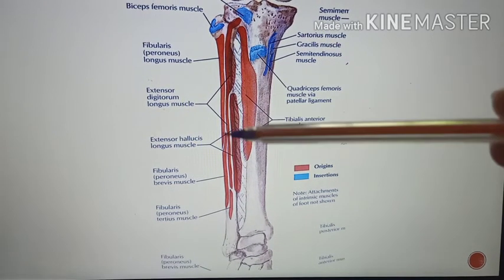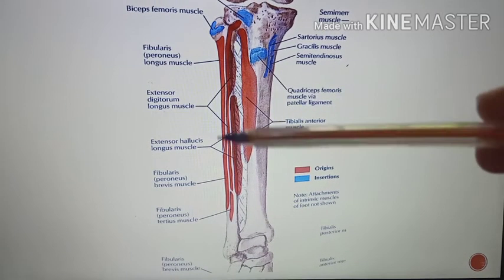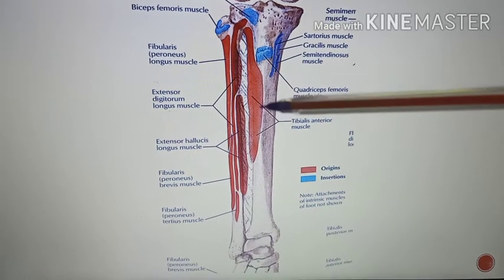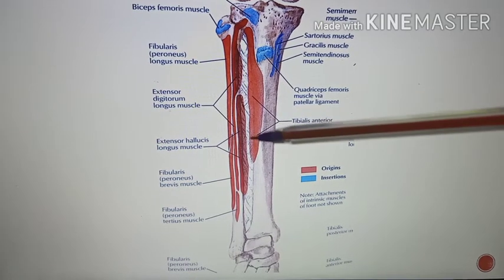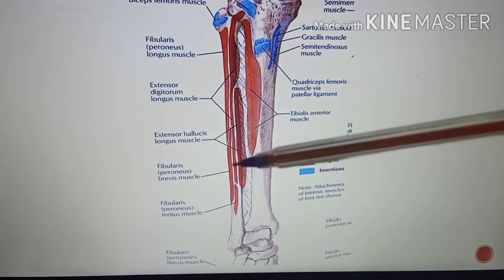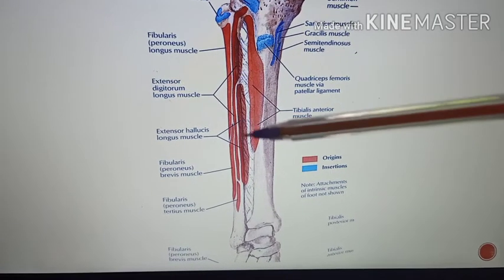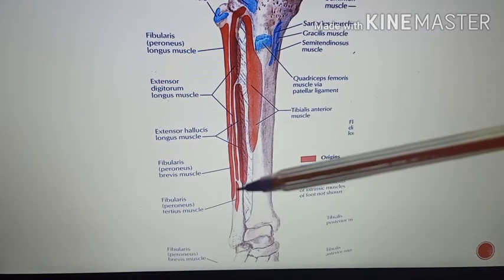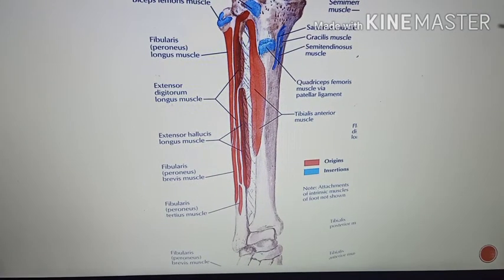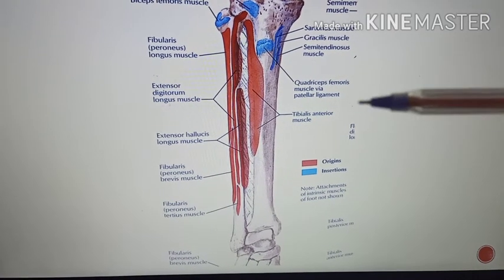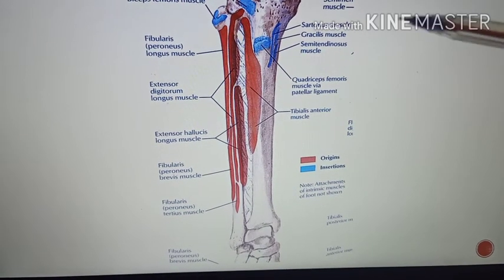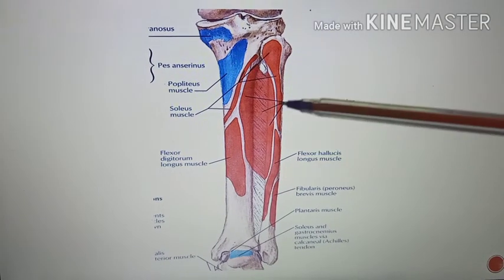And this shaded area shows the muscles which are attached over here. Anteriorly you have the tibialis anterior muscle, then the extensor hallucis longus, then the extensor digitorum longus muscle, then the peroneus tertius. Along with this there will be the anterior tibial vessels as well as the deep peroneal nerve, which is related anteriorly to the interosseous membrane.